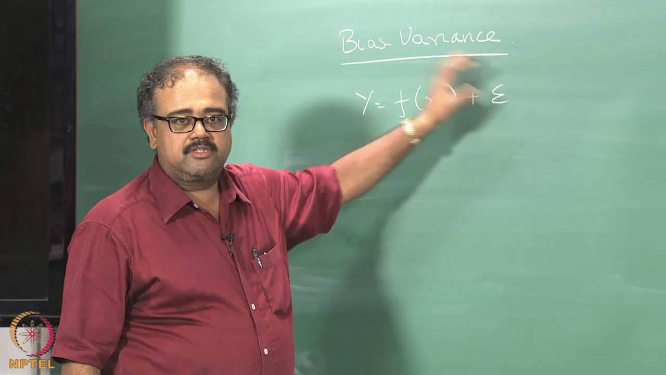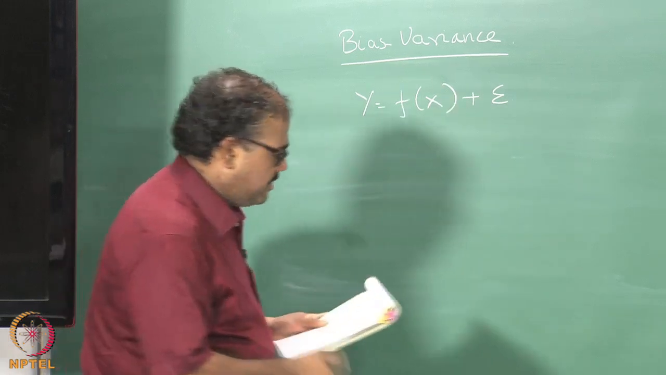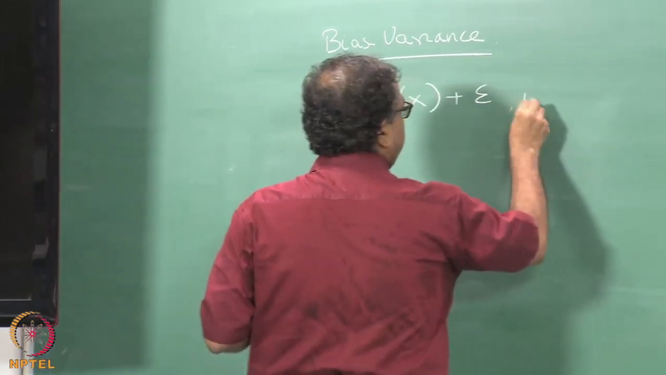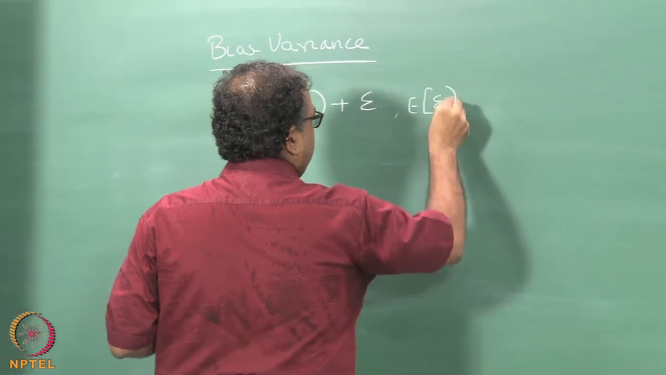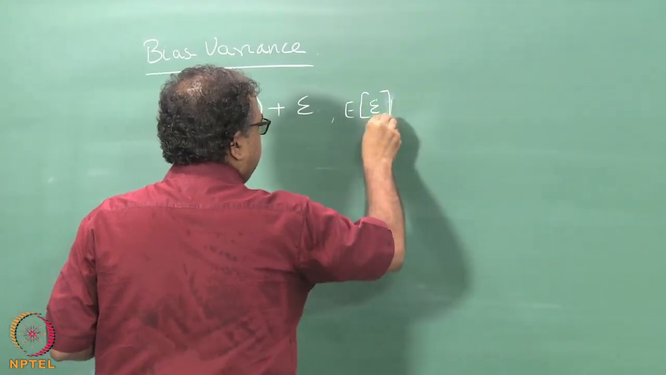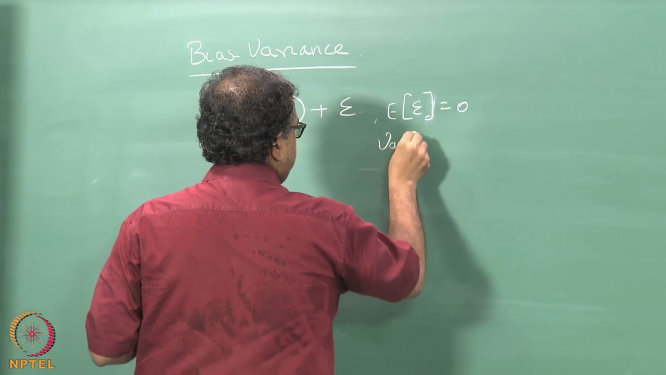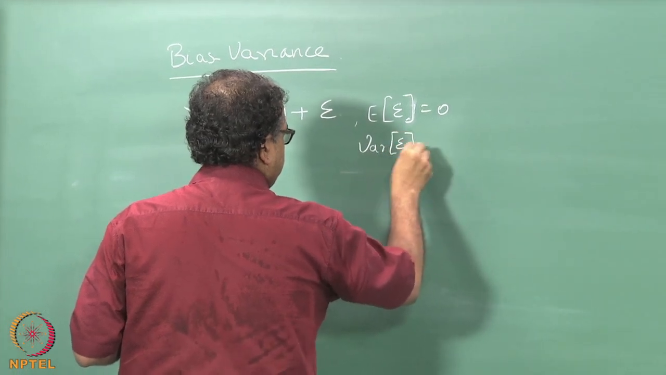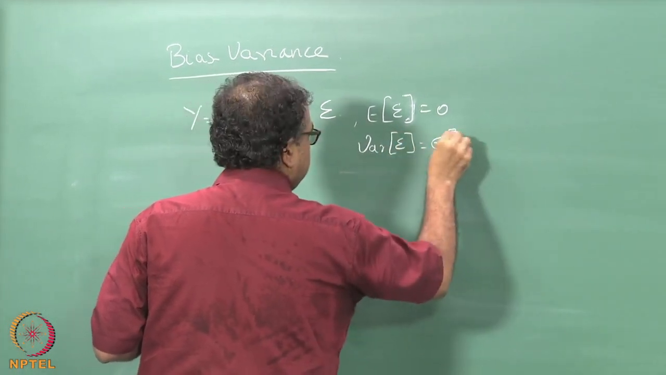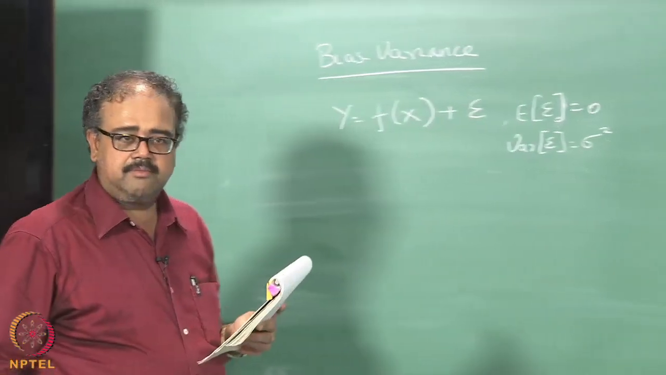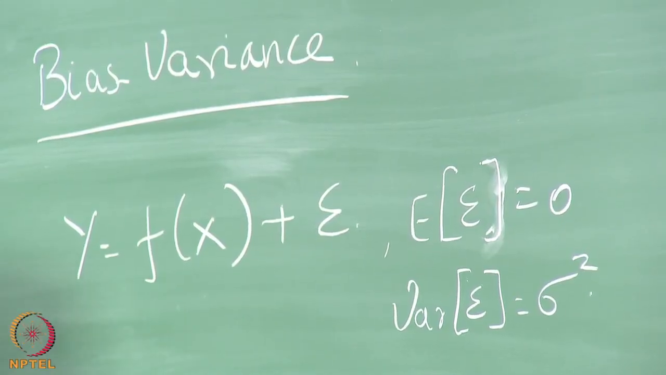Okay. So this process together gives me the joint distribution over x and y, and we are going to assume that the expected value of epsilon is 0, and the variance of epsilon is some sigma squared. Okay.